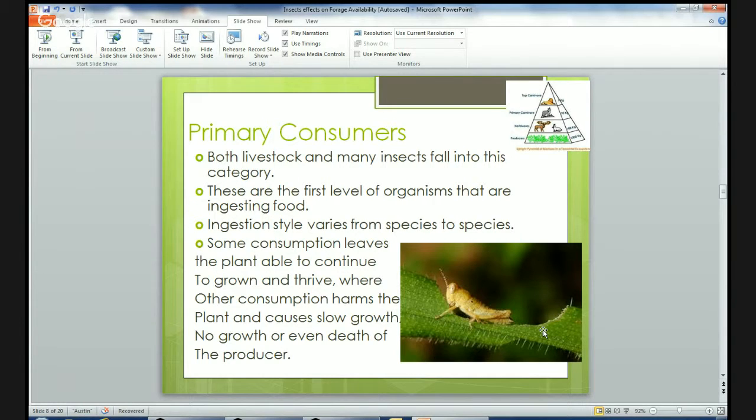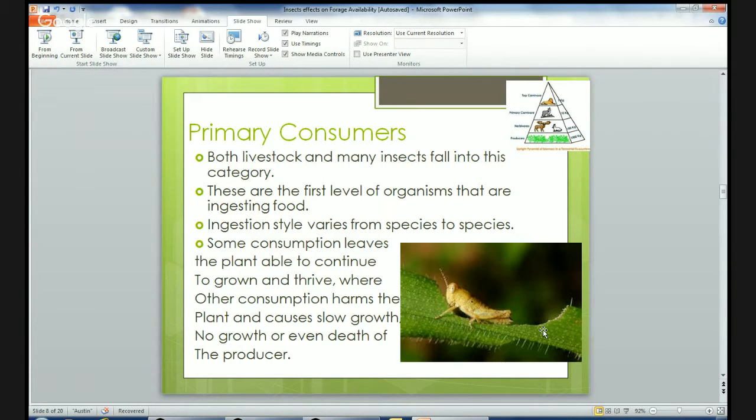These are the first level of organisms that are ingesting food. I mean, that's debatable. Do plants ingest food? Well, I guess they don't really ingest food unless we're talking about the guy over in the corner who wants to say, well, what about a Venus flytrap? Well, you let me know when you have a Venus flytrap in your forage and we'll talk. The only reason they're consuming things is because they live in an area where the nutrients are so poor, they have to. But where we're doing our grazing, that's not the case.